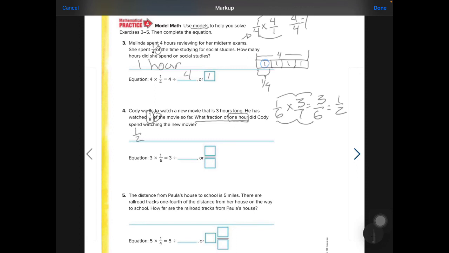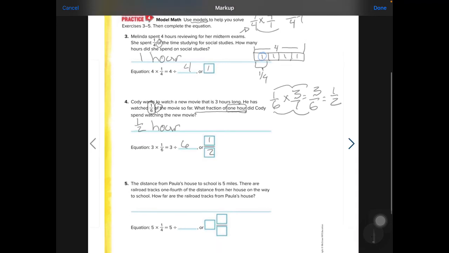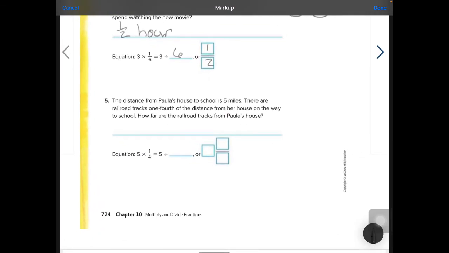Okay, so they didn't quite reach a whole number, so they didn't reach the full hour, and it wants to know what fraction of 1 hour. Well, the fraction is they only watched a half of the hour. And their equation is going to say half of the hour.